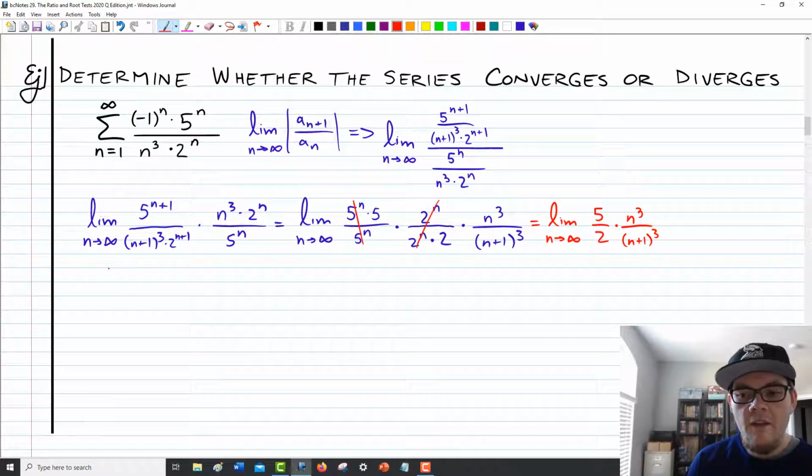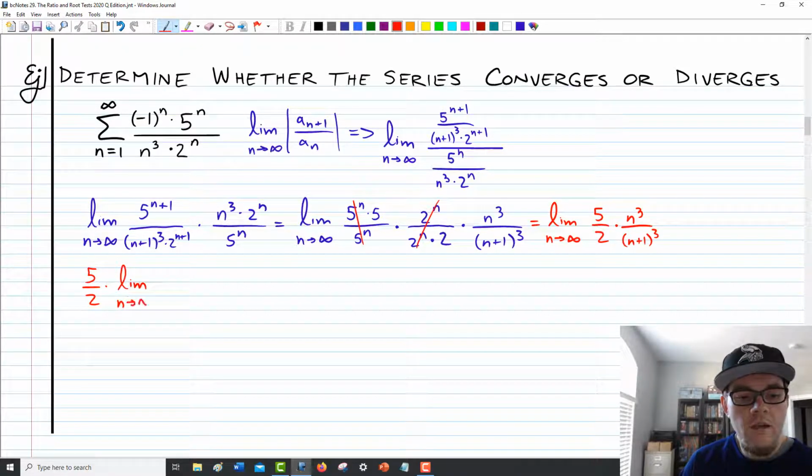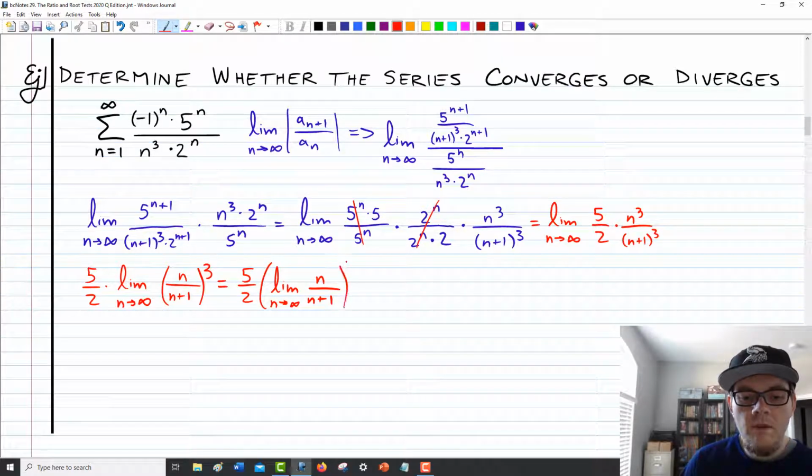As far as evaluating this thing goes, 5 halves is just a scalar at this point. So I'm going to rewrite this as 5 halves of the limit as n goes to infinity of n cubed over (n plus 1) cubed. And we've talked about this before. That's the same thing as (n over n plus 1) cubed. However you get to the step, I'm going to do one more step just for clarity's sake. The limit as n goes to infinity of (n over n plus 1), all to the third power. No matter how you do it, you get 5 halves times 1 to the third, which is equal to 5 halves.